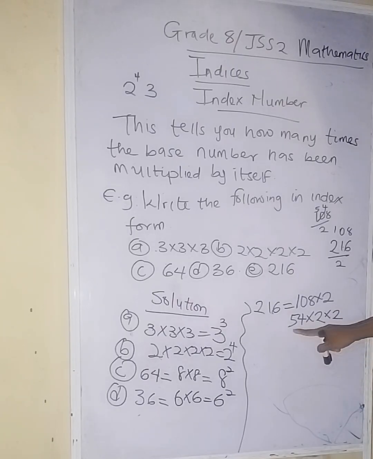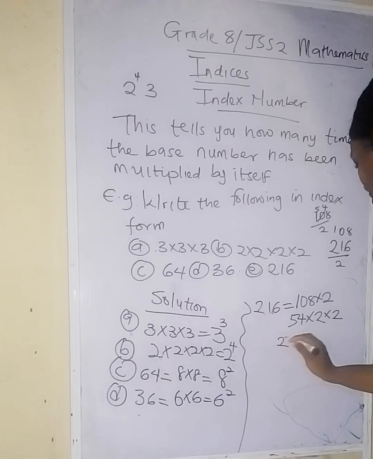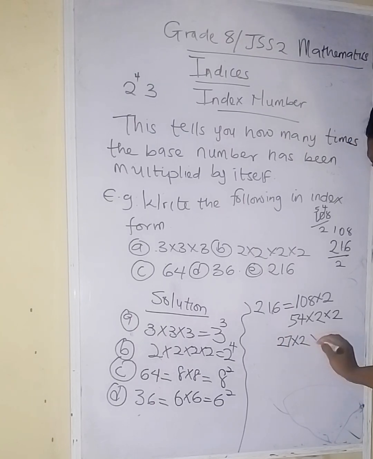So now, what else can give us 54? Okay, what can give us 54? That is 27 times 2. 27 times 2 times 2 times 2. So now let's break it down. What can give us 27?